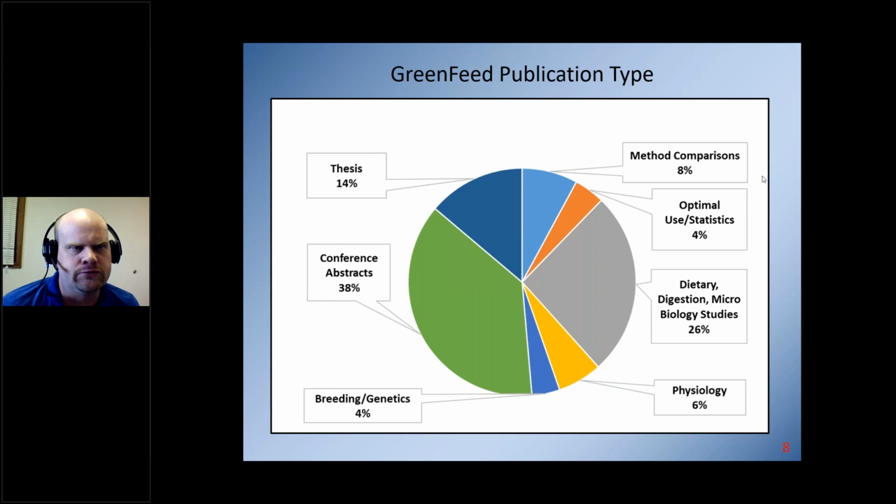And of course, there are several method comparison validation studies and some optimal use studies, along with, again, gaining traction, physiology studies. For example, how do gas emissions represent the physiology of the animal, and how can we use gas emissions to give us more information about how the animal's functioning? And of course, there are theses and some conference abstracts.